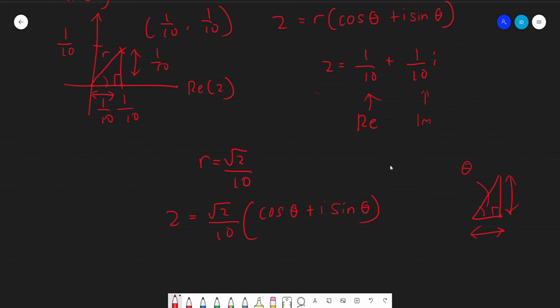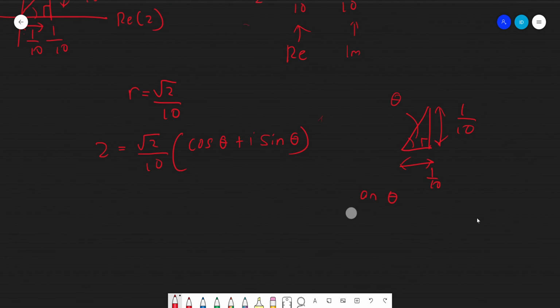Some books just go straight to the point with tan inverse and so on. But how it happens is tan theta, we know that in maths we learn SOH CAH TOA, and TOA stands for tangent, opposite over adjacent. Tangent theta is just opposite over side. So our opposite in this triangle is 1 over 10, while our side should be 1 over 10 as well.